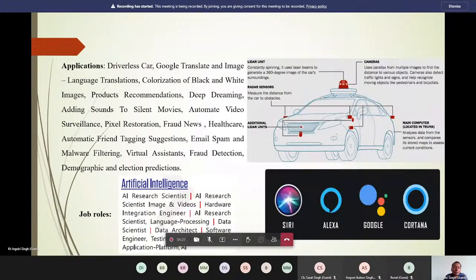Some applications of this AI include, actually there are countless applications of AI, but some are shown here, like the driverless car, Google Translate and image language translations, colorization of black and white images, product recommendations, deep dreaming, adding sound to silent movies, automated video surveillance, pixel restoration, fake news, healthcare, automatic tag suggestions, email spam and malware filtering, virtual assistants, fraud detection, demographic and election predictions, to mention a few. And I also saw here some of the job roles for artificial intelligence.